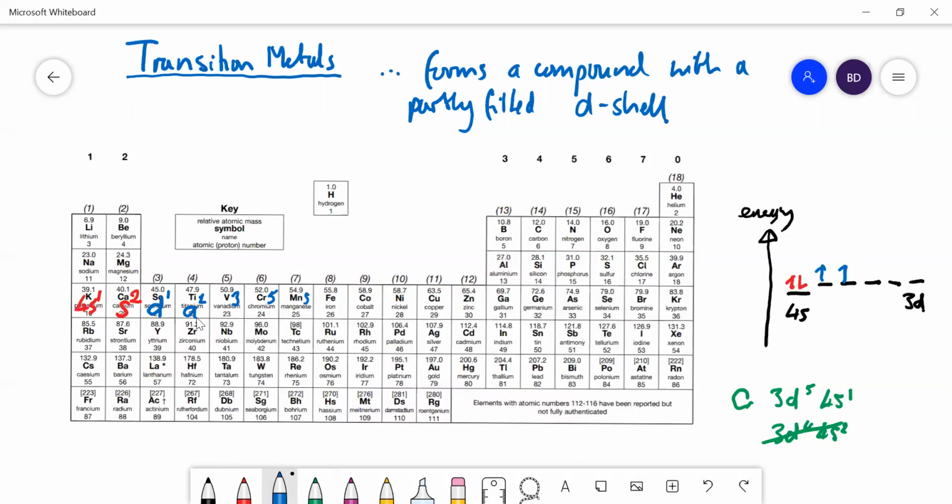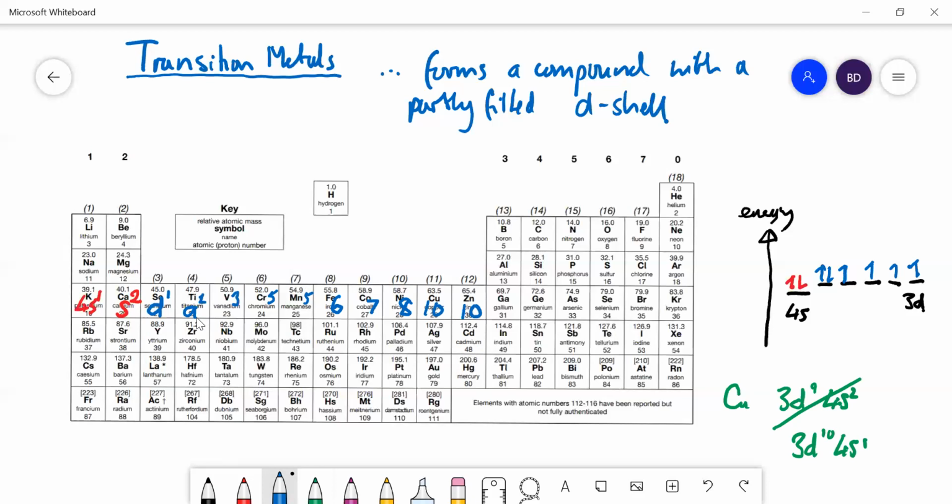Manganese would be 3d5. And then when you get to iron, so we're over to iron now, you would have to start pairing up the spins in the d orbitals. So iron is 3d6. Cobalt is 3d7, nickel 8. Copper is a bit like chromium. You might expect copper to be 3d9 4s2, but it's not. It's 3d10 4s1. Okay, so that's 3d10. And zinc has got a full shell, 3d10.